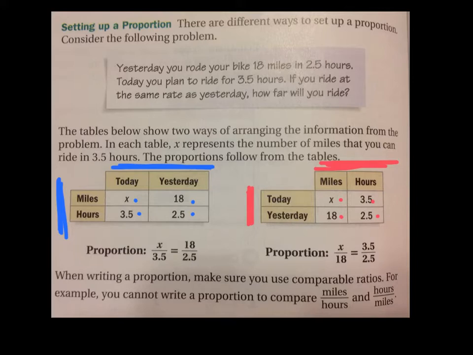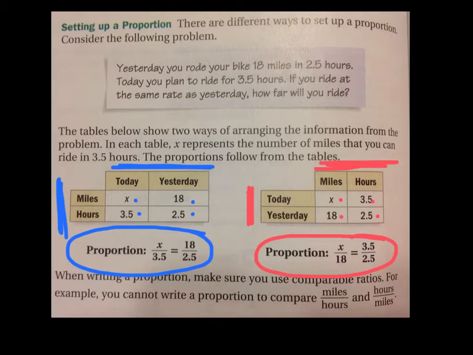So your proportions can be written now in 2 different ways. Each will work. The proportion from your first chart, which I've marked in blue, would be written x over 3.5, giving today's distance in time, equal to yesterday's distance in time, 18 over 2.5. The other way of writing the information would put your miles in a proportion. So we have today's miles, x, over yesterday's miles, 18, compared to time. Today's time, 3.5 hours, over yesterday's time, 2.5 hours.